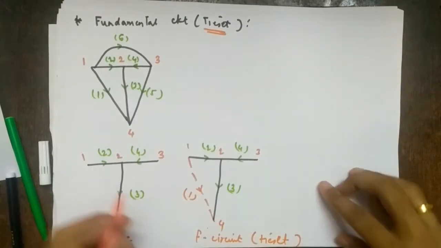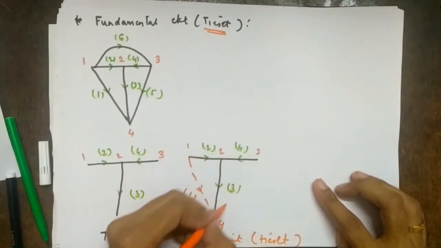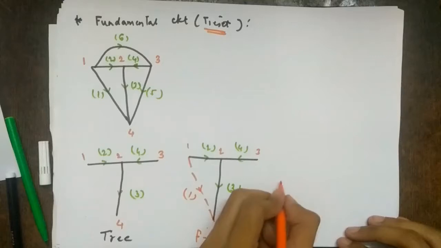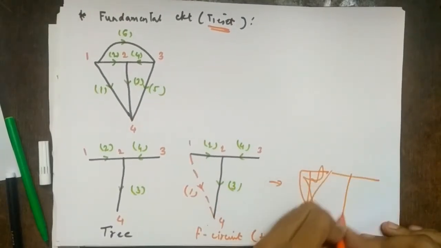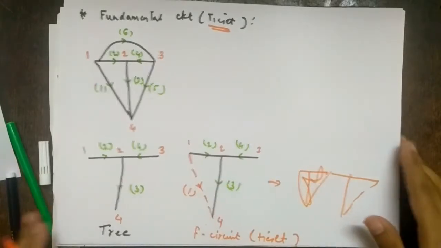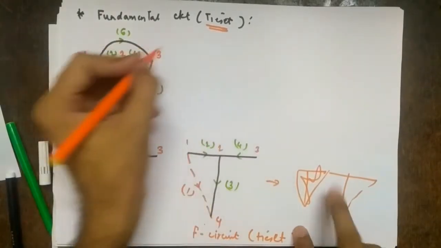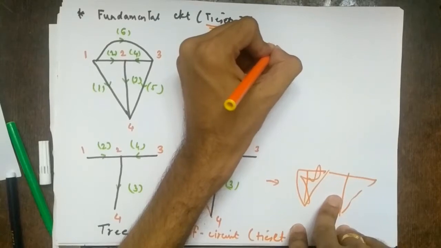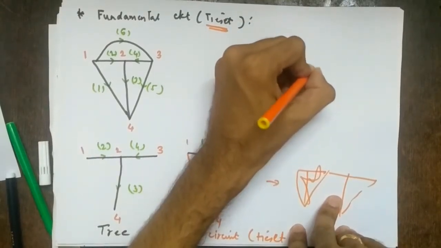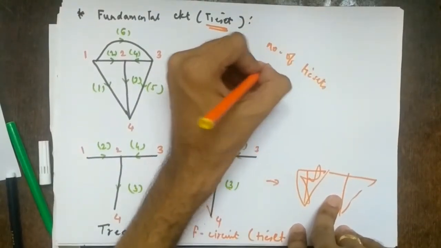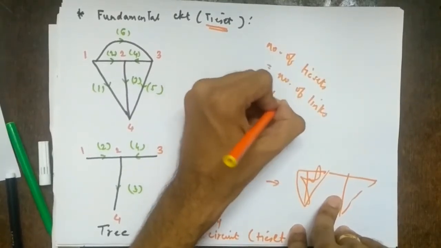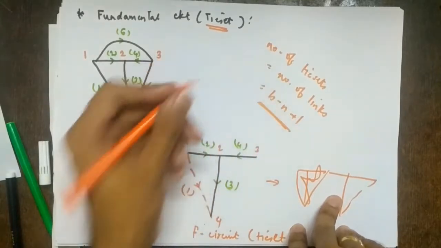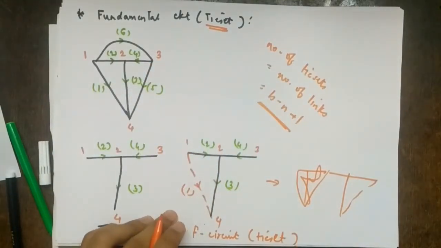Like this, how many links are there? This can also be a link, this can also be a link, so you can draw it again here. It will be somewhat like this. I am not drawing that. How many tie sets will be there? 3. The number of tie sets for a graph equals the number of links, which is B minus n plus 1. We have seen this last week. So this is how we draw a fundamental circuit or tie set.